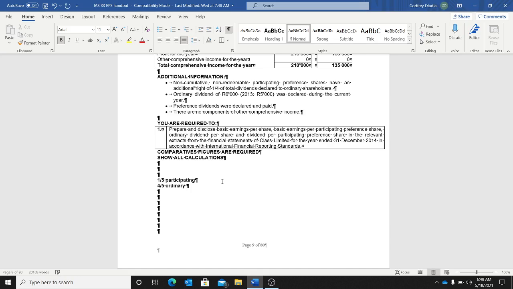Right, let's do this. Let's say these guys said this is 4:5. What you'll do, you'll say 4 plus 5 is 9. So 4/9 and 5/9. Now, participating and ordinary, if you use the ratio. Okay.